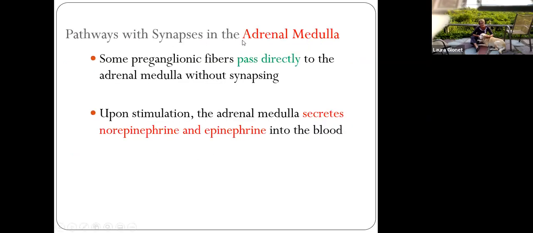Remember that one of these pathways, these neurons, is going to travel directly to the adrenal medulla. So some preganglionic fibers pass directly to the adrenal medulla without synapsing. Upon stimulation, the adrenal medulla secretes norepinephrine and epinephrine into the blood. Although those chemicals are similar, they're now part of what's called the endocrine system. Whenever chemical compounds get put into the cardiovascular system to target an organ, it becomes part of the endocrine system. But we'll look at that again in ANP2.